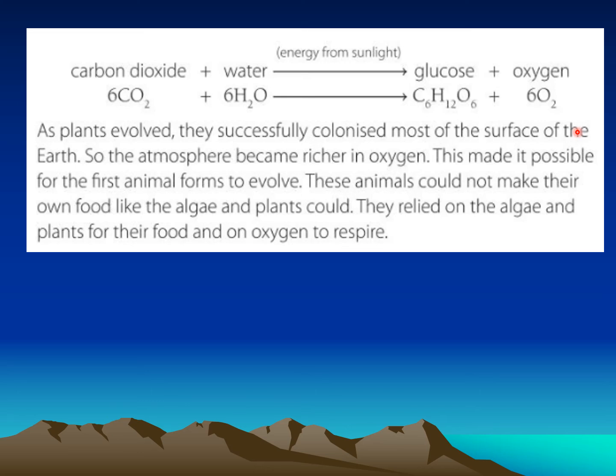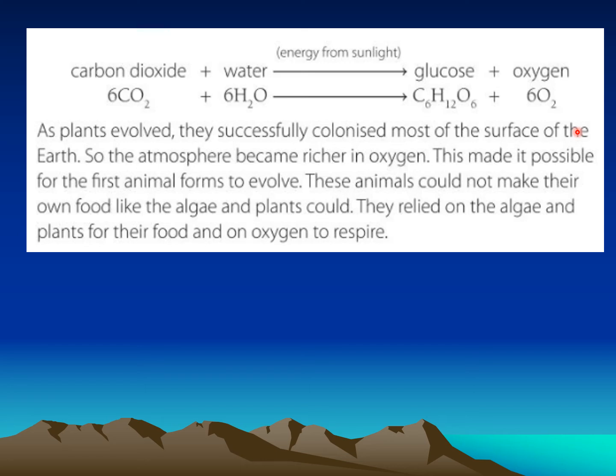That then allowed animals to develop, because animals can't create their own food like algae and plants. They can't photosynthesize. So what they relied on was the algae and the plants to eat, and they also relied on the oxygen to respire. If you think about humans, we eat plants, and we breathe in the oxygen that plants form. So these two relied on each other.